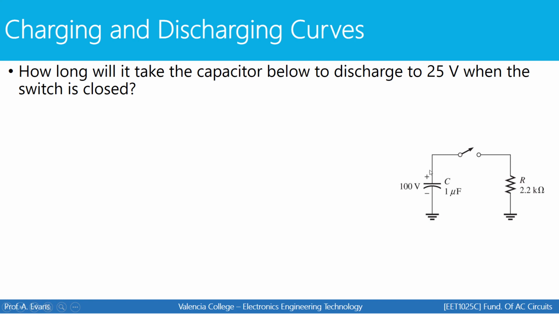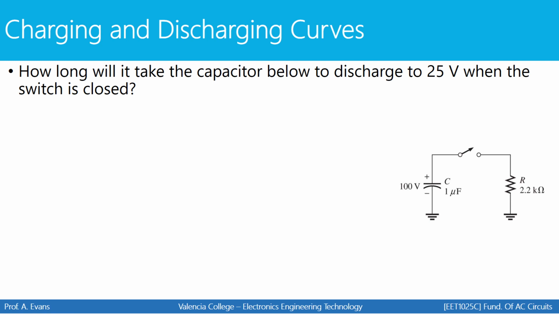Over time, this capacitor will discharge, and eventually it'll have no current to provide. But right now, we know it has a voltage across it of 100 volts, and it can generate a current that will flow through R. That's what we know. So the question is, how long will it take the capacitor to discharge to 25 volts? If I'm starting at 100 volts, how long will it take before there are only 25 volts left across that capacitor?